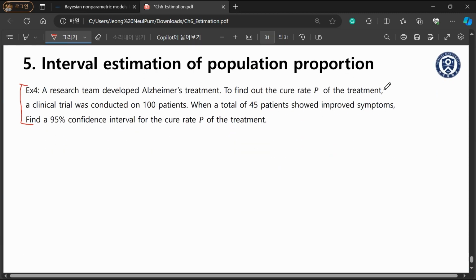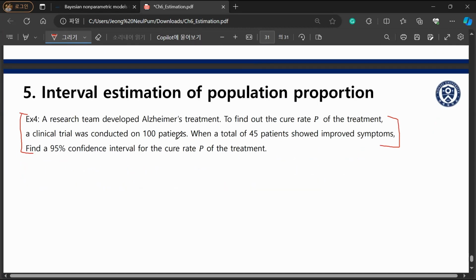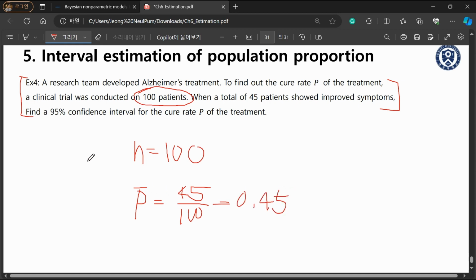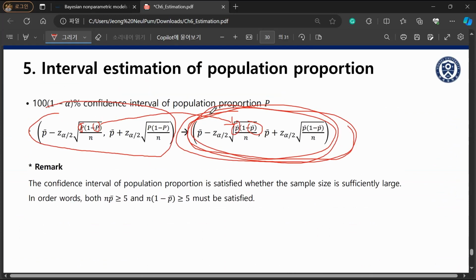So this is the last one. You can check that the sample size is so big that we can use the central limit theorem and get the confidence interval without any hesitation. So sample size is 100, and we know that our p bar is 45 divided by 100, which is 0.45. So we can get the 95% confidence interval from now on. What you have to do is just plug the information into this formula. So it says that if we know the quantile value and p bar, we can always construct the confidence interval.